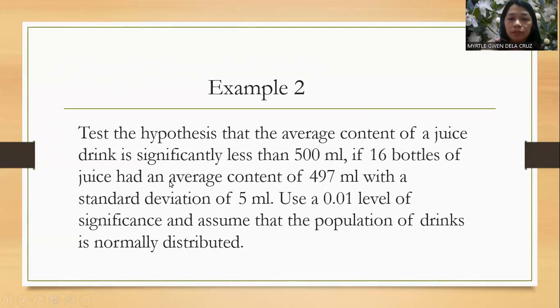Okay. So the data: the assumed population mean or the average content of juice drink is 500 ml. We use 16 bottles, so our sample size is 16. So the sample mean or sample average content is 497 ml. And the standard deviation of this sample is 5 ml. So we're going to use alpha is equal to 0.01. So this is our level of significance.